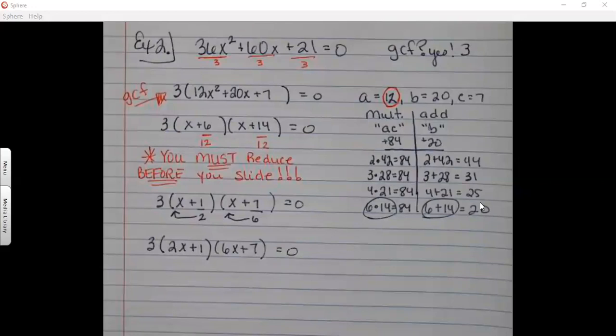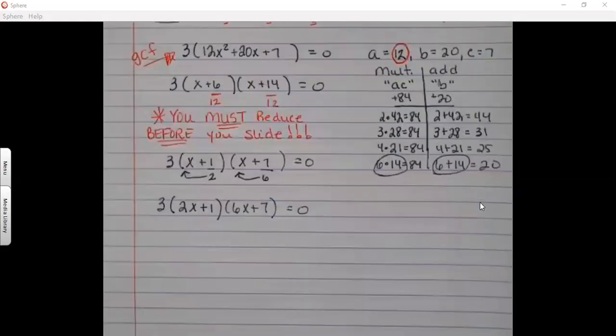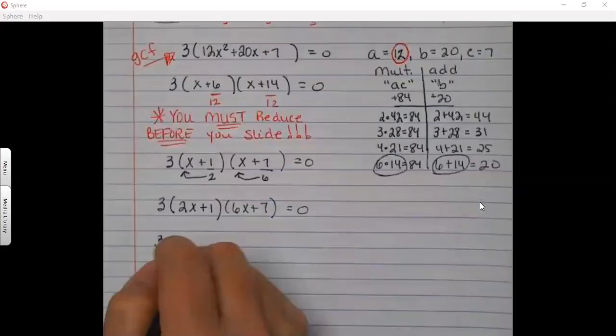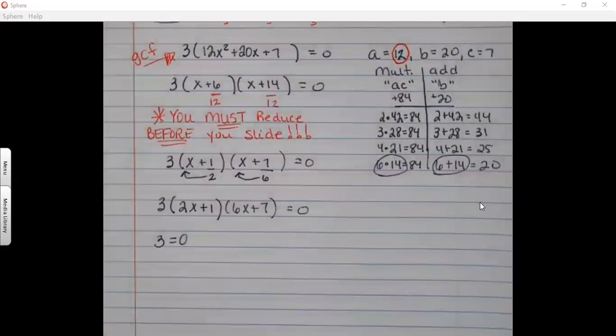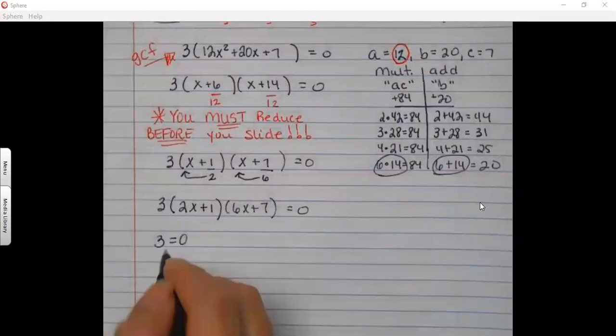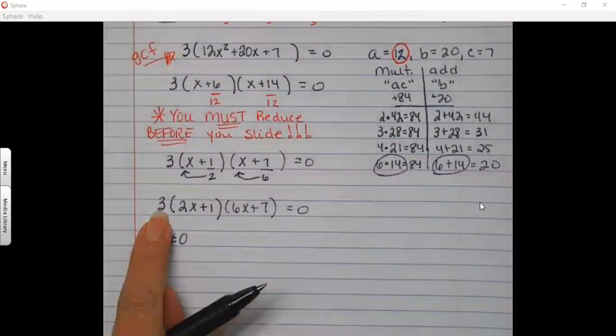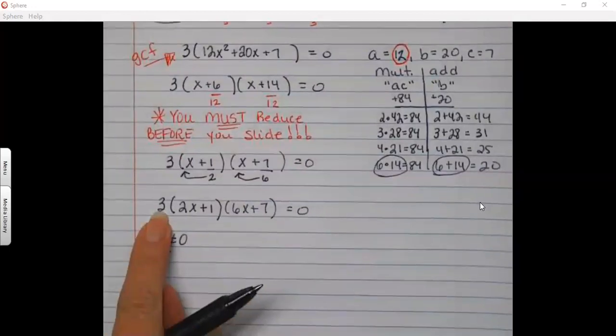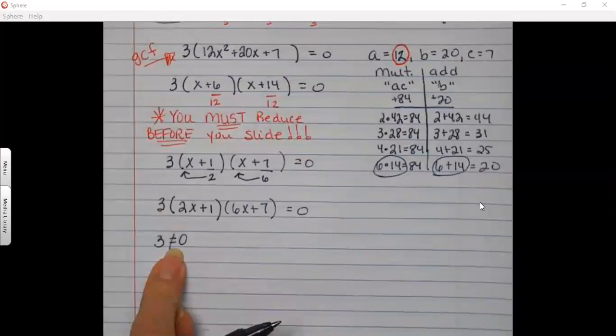Well, when I set 3 equal to 0, does 3 equal 0? No. So 3 is a factor, but it's not going to give us a solution, okay? So 3 does not equal 0. That's cool. It's just a factor. It will not help us with our solutions. The only place we'll get our solutions from is where we have variables, okay?